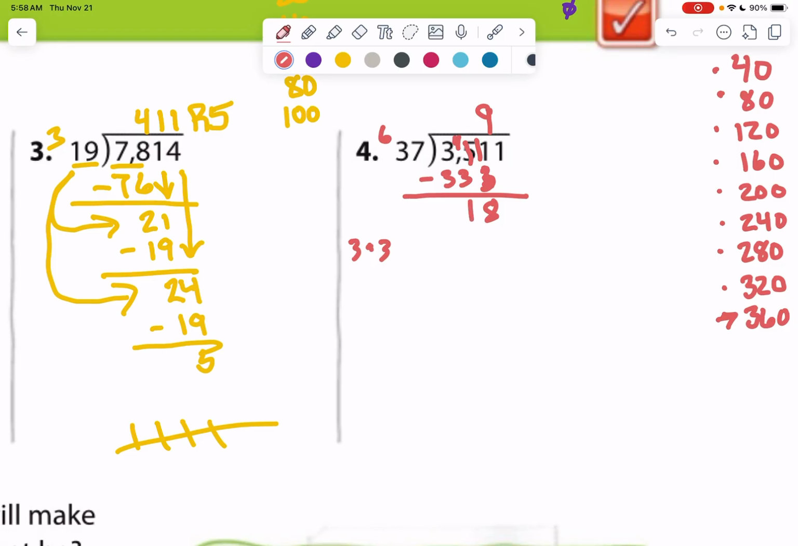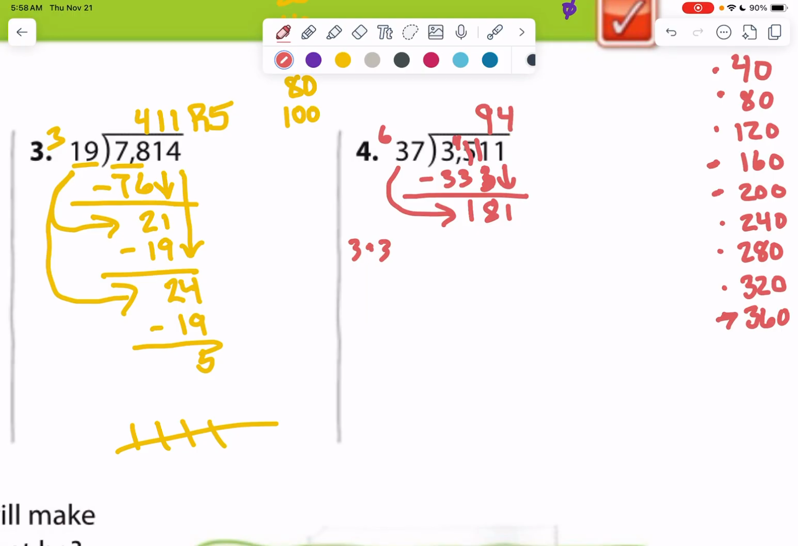18. So we got to bring down first. Don't forget that. 37 into 181. Okay. So I'm going to go to my skip counting. Possibly 1, 2, 3, 4, or maybe 5. What should we try? Well, the 1 times 5 is significantly over. 200 is a lot more than 181. So I'm going to try 4.